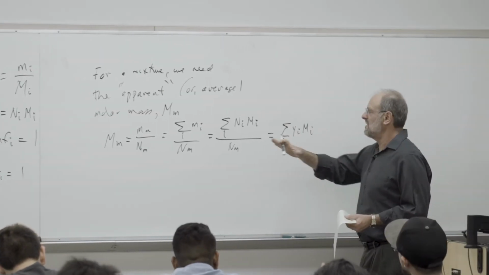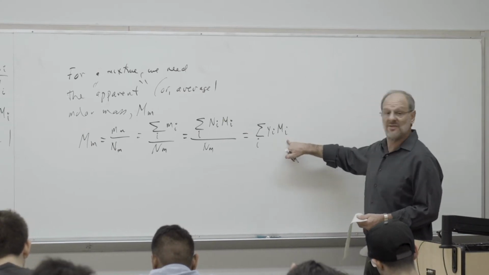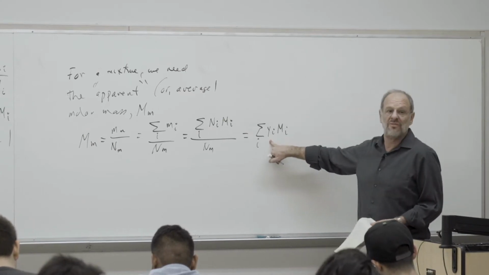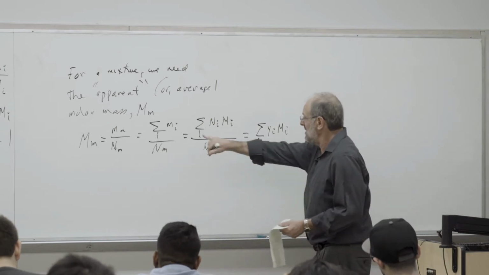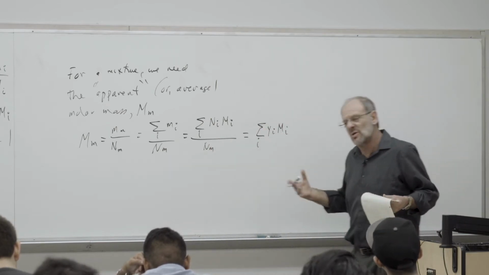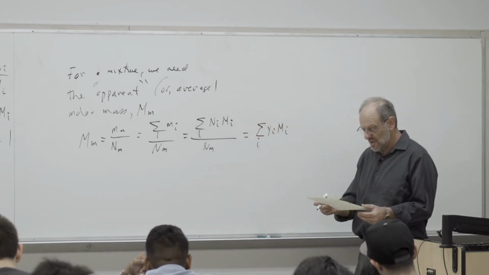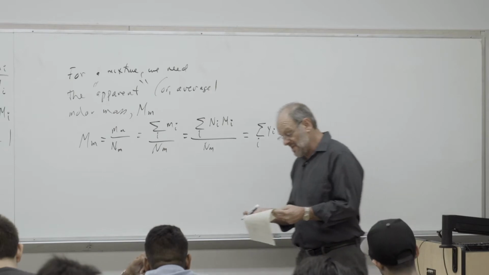Okay, so this is how we would often find the molar mass. We would know the molar mass of each component. We would know the mole fraction of each component. And then by means of summation, we're able to find the average, or again, the apparent molar mass for the mixture. Okay, so again, this is an equation that's going to be of some use to us.